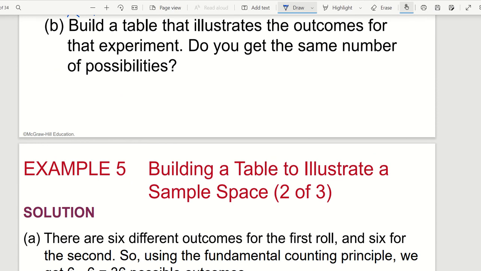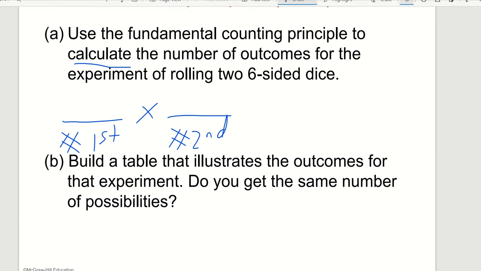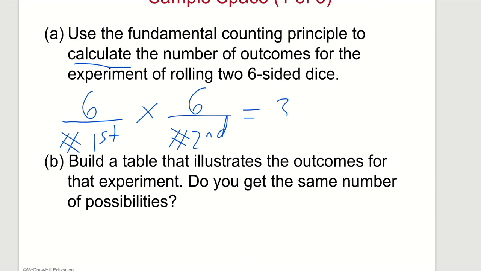So what happens if we roll a six-sided die twice? Well, there's going to be 6 possibilities for the first roll, and we have another 6 possibilities for the second roll, which altogether would give us a total of 36 possible outcomes when we roll 2 six-sided dice.